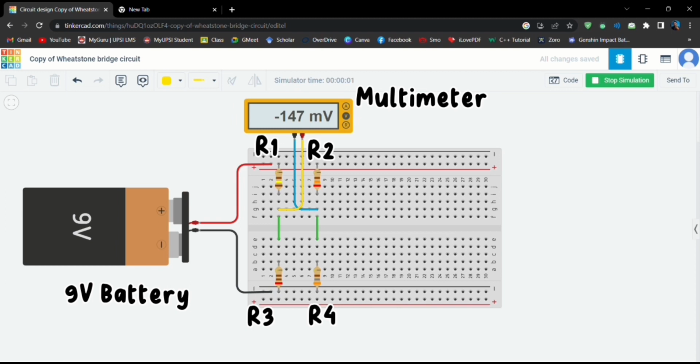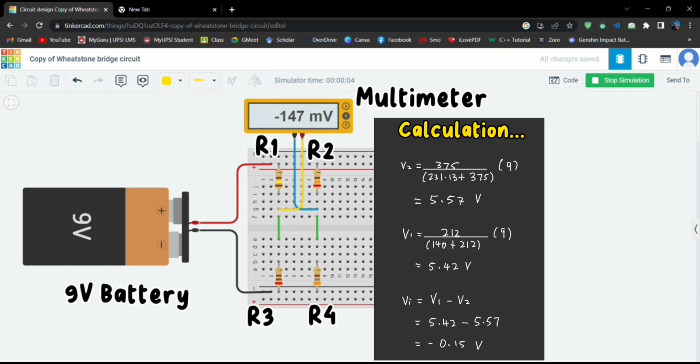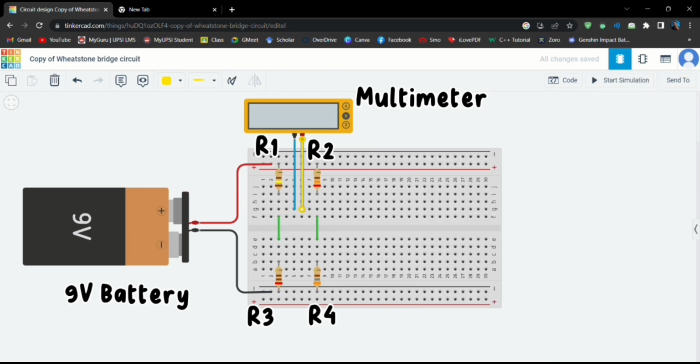Finally, we can verify our answer, which is negative 147 mV, nearest to negative 0.15 volt. So our VI value is verified. Before getting the VI, we calculated the values of V1 and V2. We got the value of V1 as 5.42 volt and V2 as 5.57 volt.